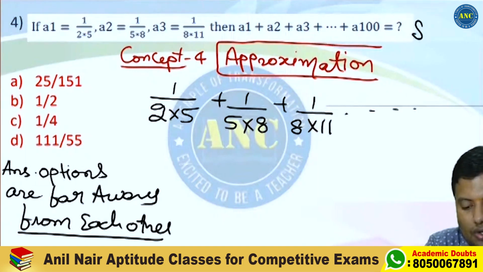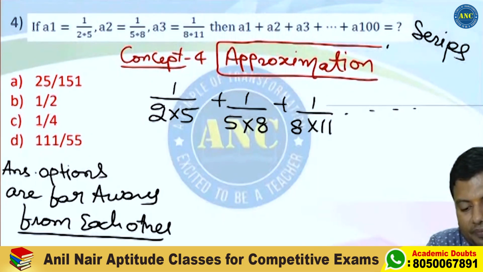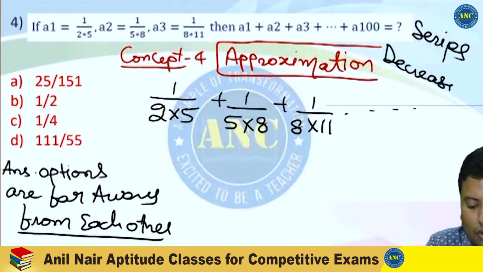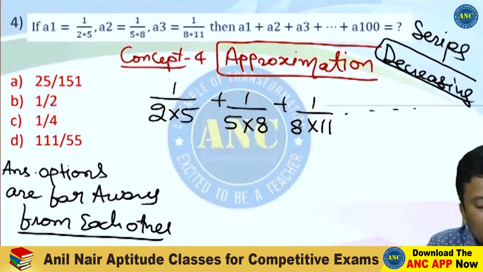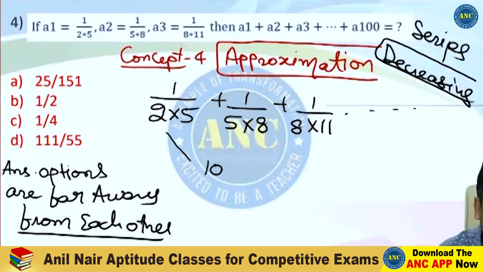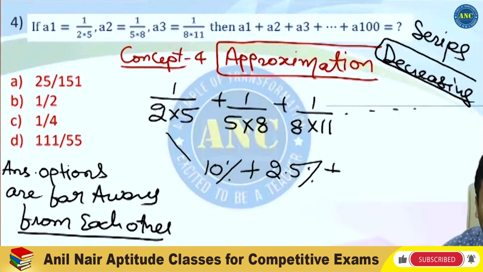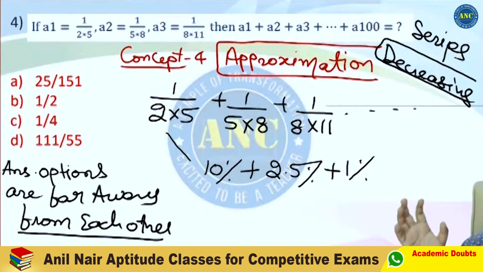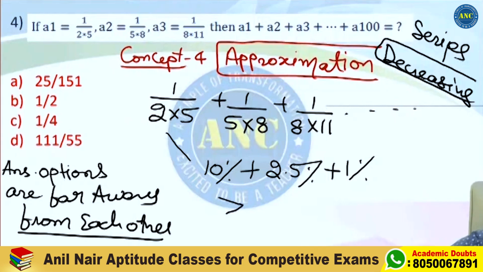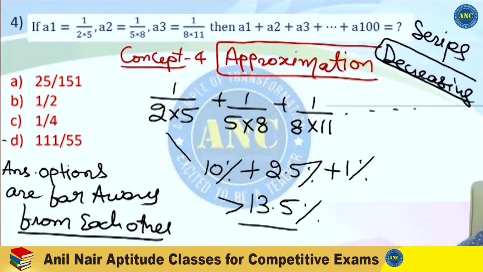The series should be a decreasing series. Now see here. 1 by 10 is 10 percentage. 1 by 40 is 2.5 percentage. 1 by 80 is 1 percentage. So the next value is point something, point something. So the answer is just greater than 13.5 percentage.